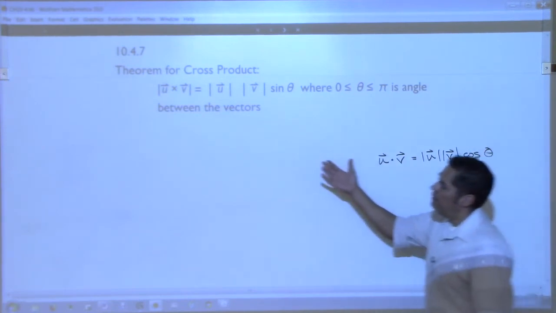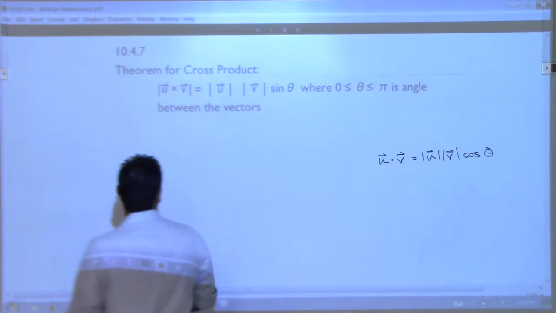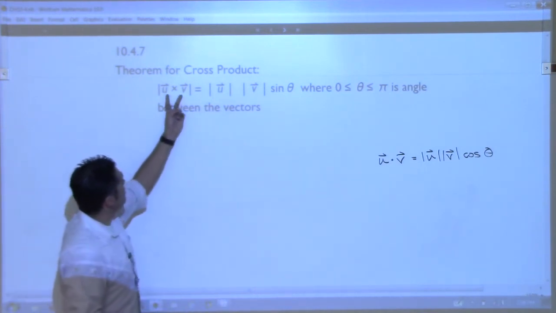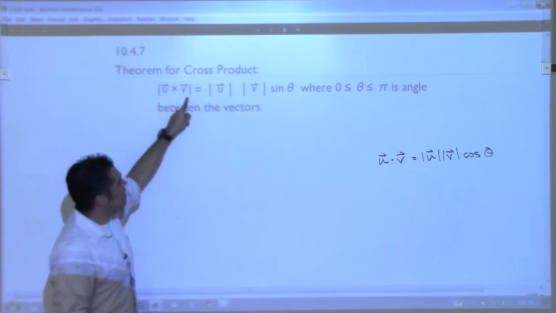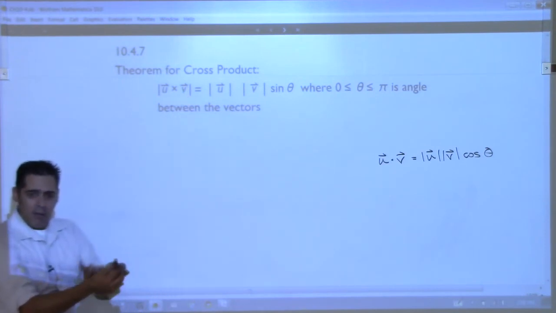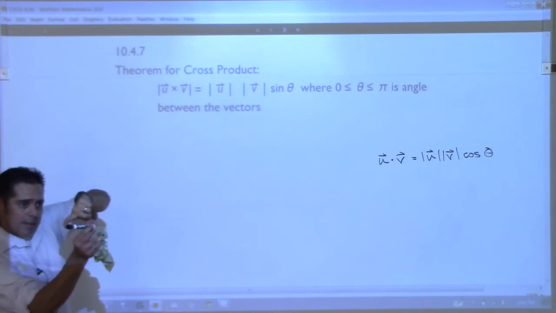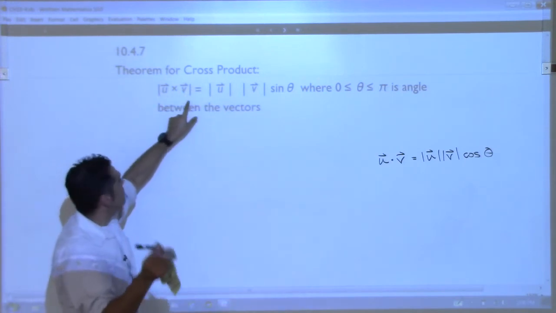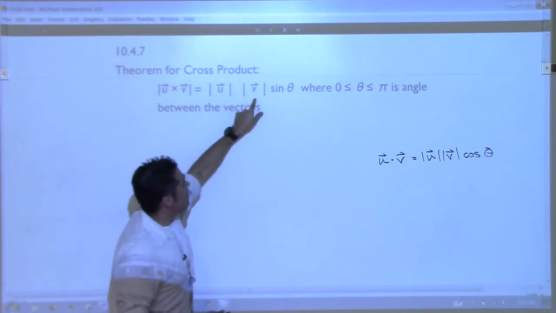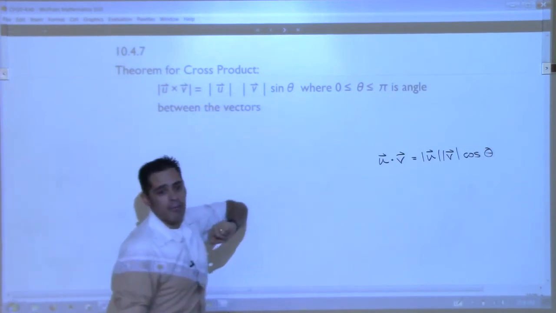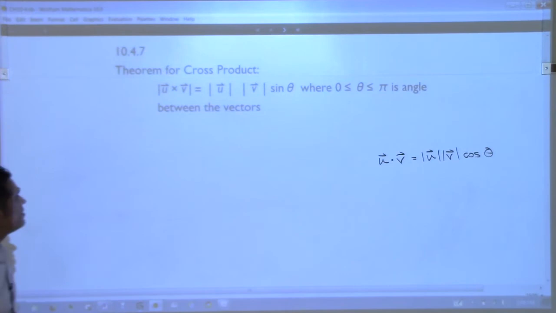Now we have a formula that involves the cross product, but you have to be careful because it's not just the cross product, it's the magnitude of the cross product. So remember that vector that's sticking out? If I talk about its length, the length of the cross product vector is the length of one of the vectors times the length of the other times sine of the angle between them. So that is a theorem.